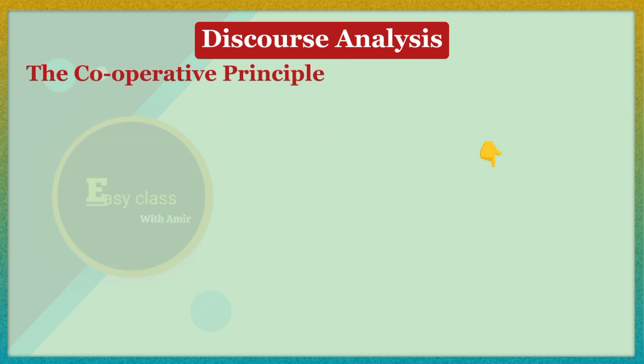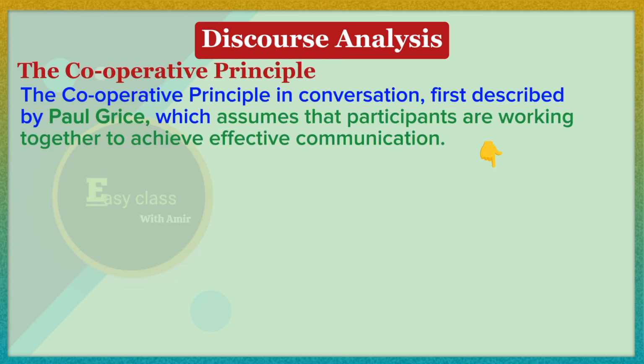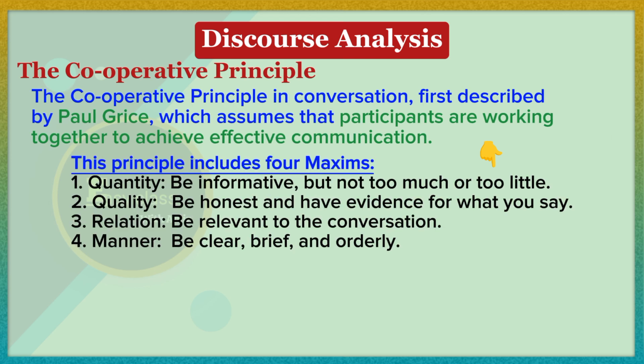The cooperative principle. The cooperative principle in conversation, first described by Paul Grice, assumes that participants are working together to achieve effective communication. This principle includes four maxims. 1. Quantity. Be informative, but not too much or too little. 2. Quality. Be honest and have evidence for what you say. 3. Relation. Be relevant to the conversation. 4. Manner. Be clear, brief, and orderly.